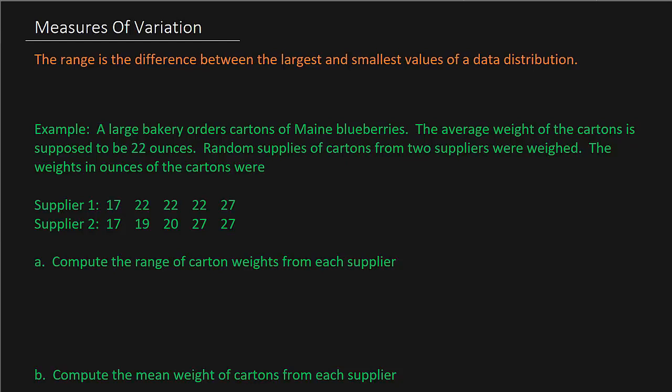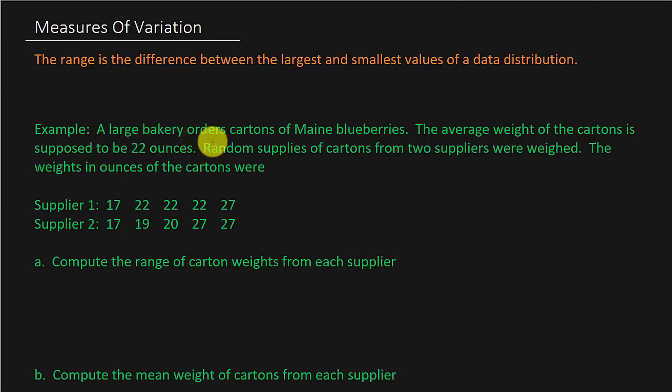All right, so first off, let's just look at the range. The range is the difference between the largest and smallest values of a data distribution. Let's just look at this example real quick, and then this is going to lead us into standard deviation and variance.